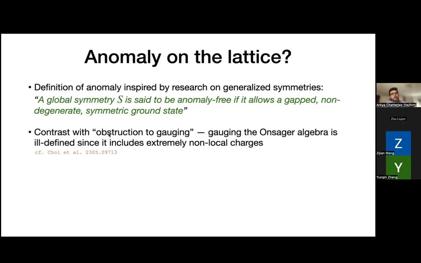And one reason that this definition of an anomaly as an obstruction to gauging or coupling to a background field for the symmetry is not a good one for our lattice symmetry is that the lattice symmetry here is this Onsager algebra, which has many charges that are extremely non-local. Remember, there's an index associated to the charges, and those indices go from 1 to L, and in the large system size limit, some of the charges are highly non-local. So it's not clear what it means to couple a gauge field for those symmetries in the lattice model.